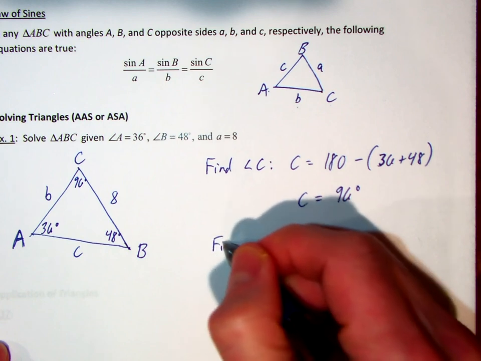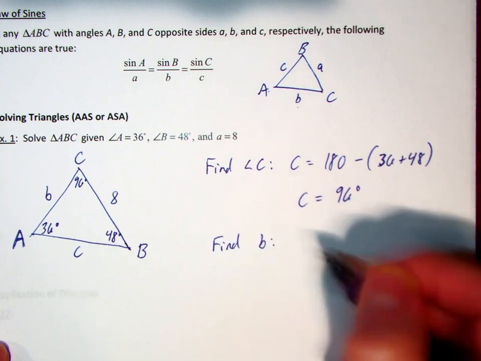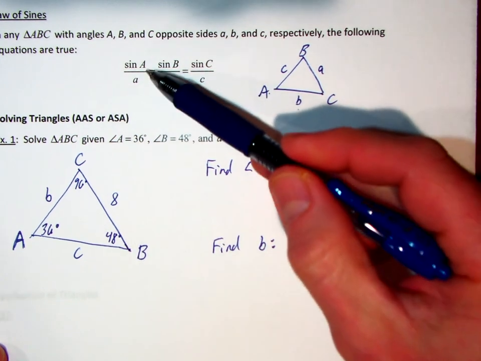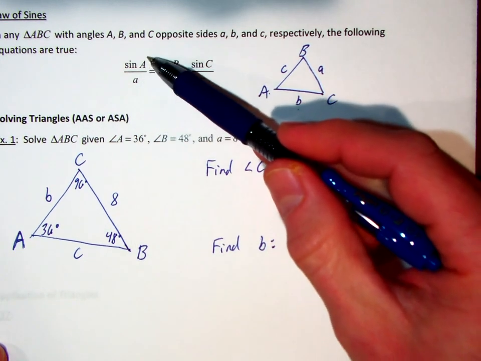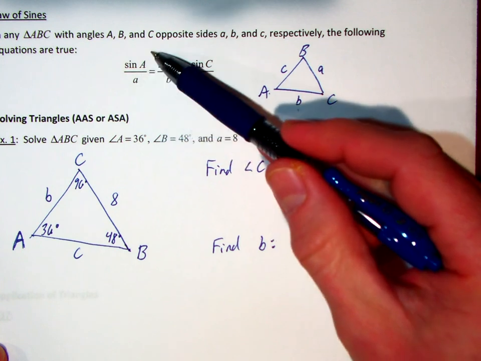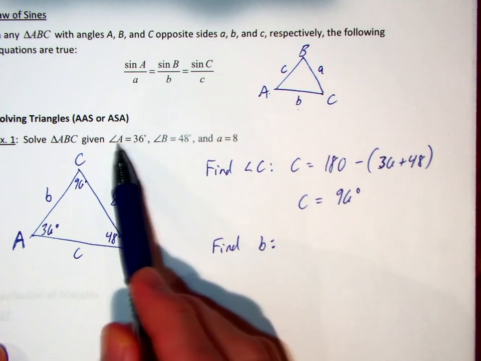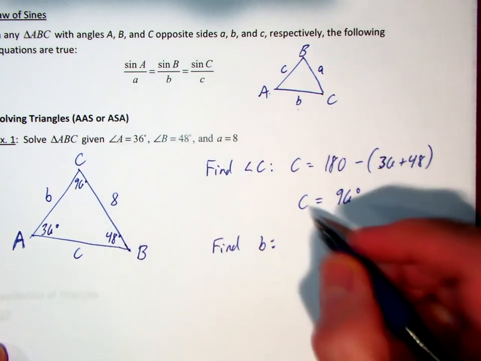Now we have to find side B and side C. Okay, let's find side B first. So to use law of sines, you always have to know one angle and one side across from each other. Either you need to know both A's, both B's, or both C's. In this case, I know angle A and I know side A. So I can start with that.